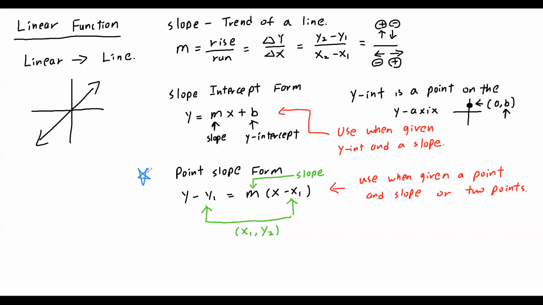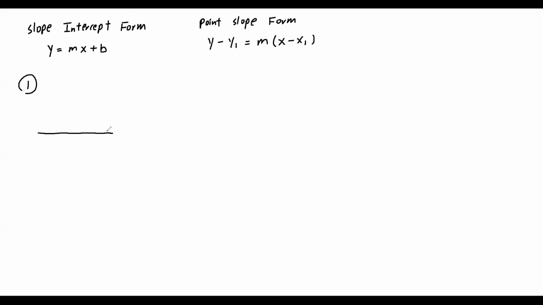Let's get into some examples and see the 4 types of questions that could show up. The first type of problem that can show up is, given a graph, we have to find the equation of a line. Now, let's try to use the slope-intercept form and see how it goes. First, we need to identify our y-intercept, which is on the y-axis. So our b is -3. Remember, y-intercept is the y value, not the x value.